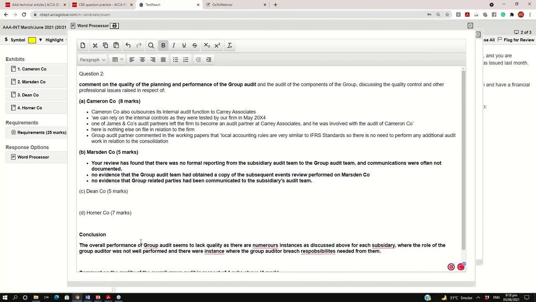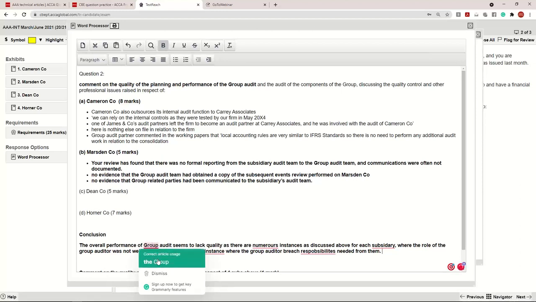You're just telling the examiner that the overall performance of the group audit seems to lack quality because there were numerous instances in Cameroon, Marston, Dean, and Horner. You're not repeating those instances, right? As discussed above for each subsidiary, where the role of the group auditor was questionable. Have you found some questionable role of the group auditor in Cameroon company, where the engagement partner was giving some very wrong advice?